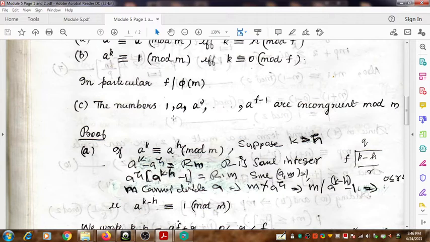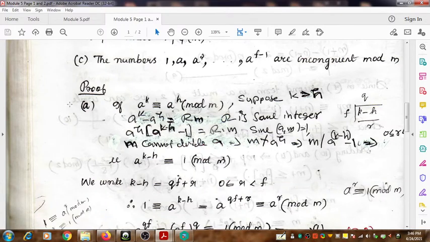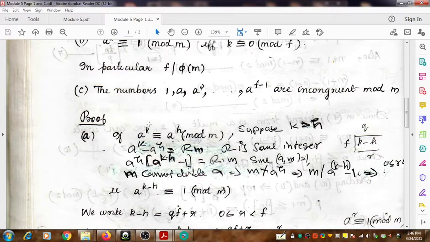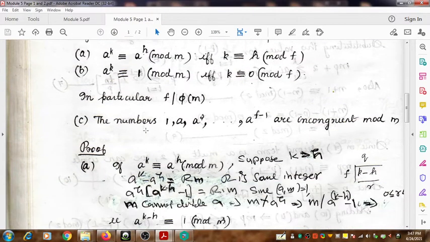So let's consider the statements one by one, and we are going to prove them. First, let's prove statement A. To begin the proof of statement A, we accept that a raised to k is congruent to a raised to h mod m is true. And also, k cannot be equal to h. Normally, you cannot take k equal to h, because that's a special case, and that situation is avoided.